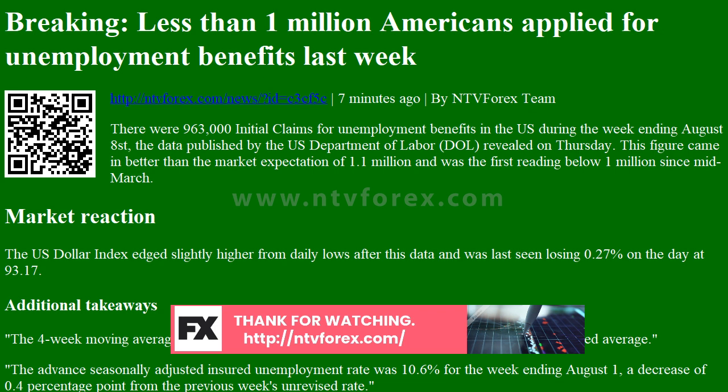The advanced seasonally adjusted insured unemployment rate was 10.6% for the week ending August 1, a decrease of 0.4 percentage point from the previous week's unrevised rate. The advance number for seasonally adjusted insured unemployment during the week ending August 1 was 15,486,000, a decrease of 604,000 from the previous week's revised level.